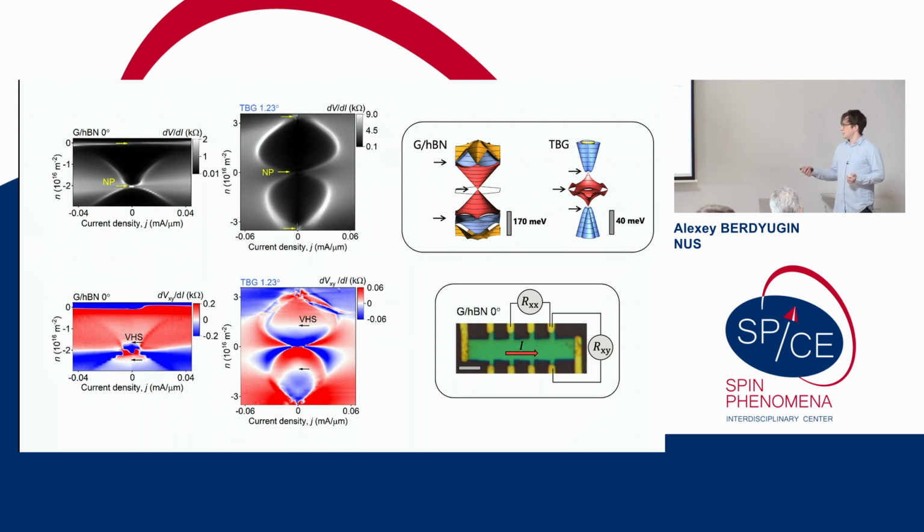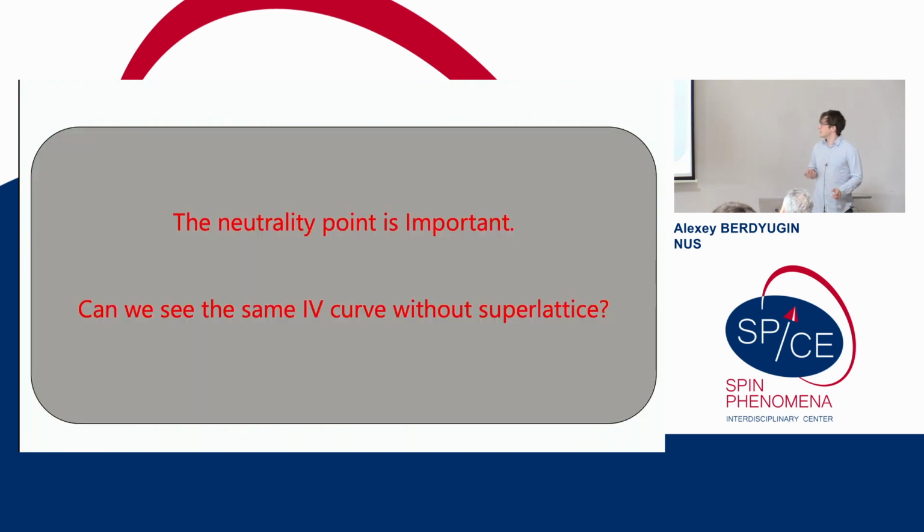And all this behavior somehow reminded us of the tuning of the Fermi level across the neutrality point. But this time, we're doing it not with the carrier density like you usually do, but somehow with the in-plane electric field. But for some reason, we still didn't see anything around the main neutrality point of graphene hBN superlattices. With this in mind, it was rather confusing for us: if the neutrality point is somehow very important, why don't we see it here? We decided to investigate it a little bit more and try to bias our devices without a superlattice.